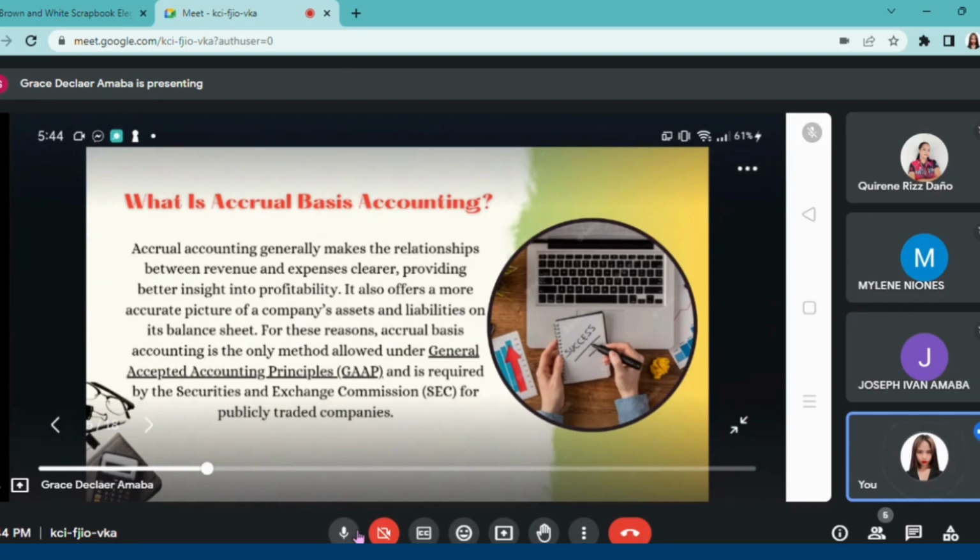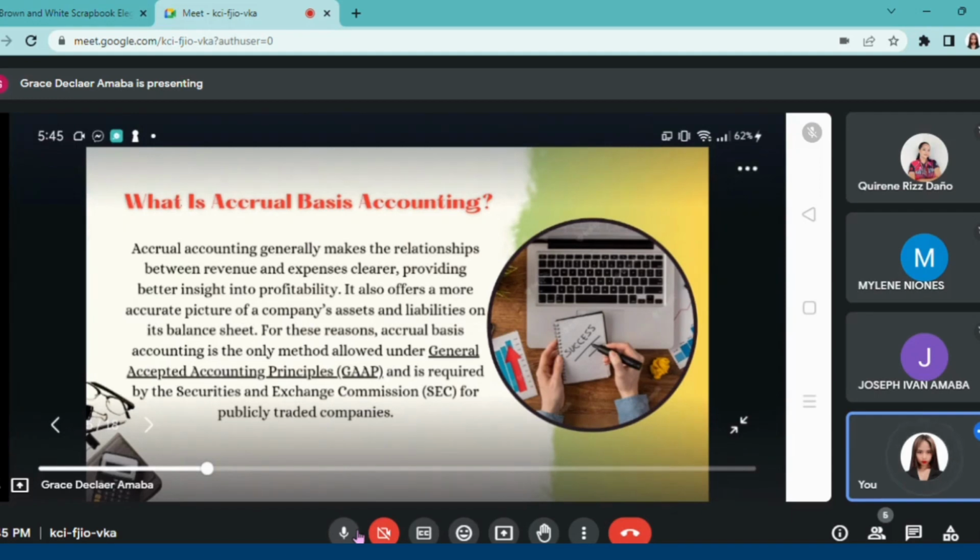So again, accrual accounting generally makes the relationships between revenue and expenses clearer, providing better insights into profitability. It also offers a more accurate picture of a company's assets and liabilities on its balance sheet. For these reasons, accrual basis accounting is the only method allowed under generally accepted accounting principles, or GAAP, and it is required by the Securities and Exchange Commission, or SEC, for publicly traded companies.